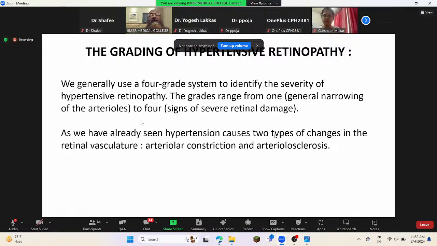The grading of hypertensive retinopathy, we generally use a 4-grade system to identify the severity of hypertensive retinopathy. The grades range from 1, general narrowing of the arterioles, to grade 4, signs of severe retinal damage. As we have already seen, hypertension causes two types of changes in the retinal vasculature: arteriolar constriction and arteriosclerosis. It is important to remember that we see these two kinds of changes.